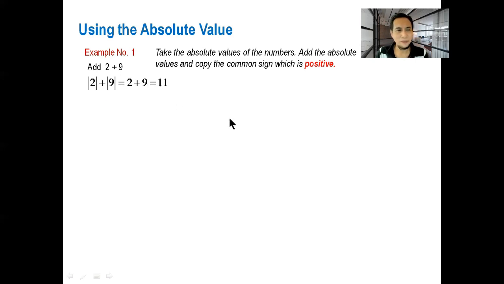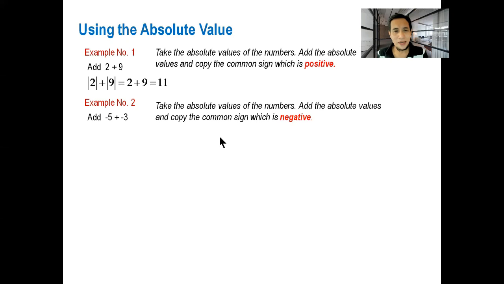Okay, that's simple. Number 2. Okay, so add negative 5 and negative 3. So we are adding two negative numbers. Number 1, we are adding two positive numbers. Number 2, we are adding two negative numbers. So what's the process? Take the absolute values of the numbers, add the absolute values, and copy the common sign, which is negative. Now, in this case, absolute value of negative 5, which is 5, plus absolute value of negative 3, which is 3. 5 plus 3, that's 8.